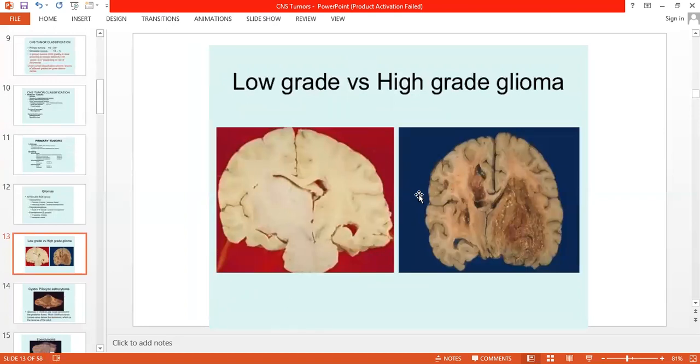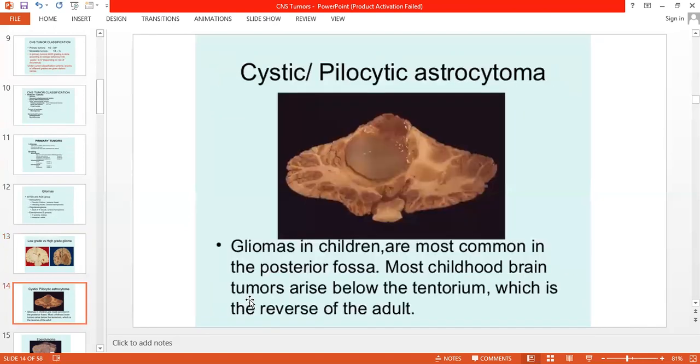Histological appearance of low and high grade tumors, along with their details: how nasty-looking the high grade is, and how low grade will be difficult to differentiate from the normal tissue. This is a pilocytic pattern of low grade glioma located in the cerebellar hemisphere. It has two parts, the solid part and the cystic part. The solid part is this one, and the cystic part is surrounded by a thin membrane.